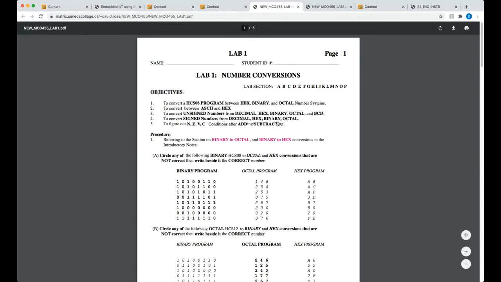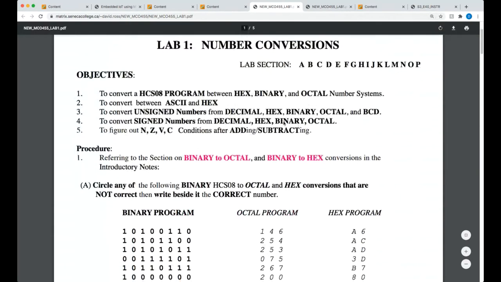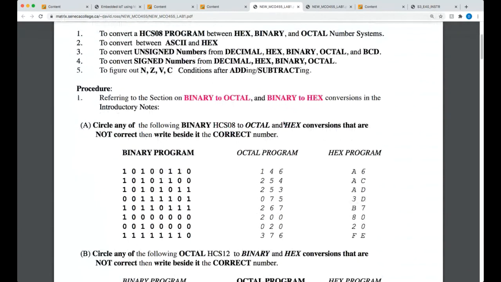So let's take a look at lab 1 again. This is what you have to fill in. One of the things you're going to do, and I've tried to make this as easy as possible, is that these are clickable links. You can click on this and it launches a YouTube video on how to go from binary to octal. You click on this and it shows how to go binary to hex.